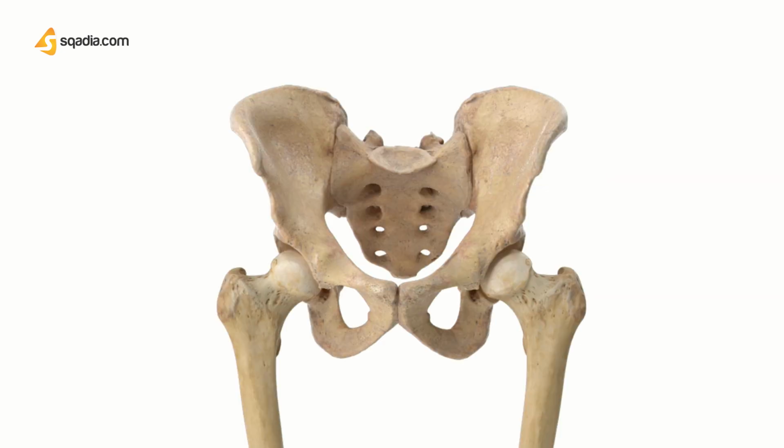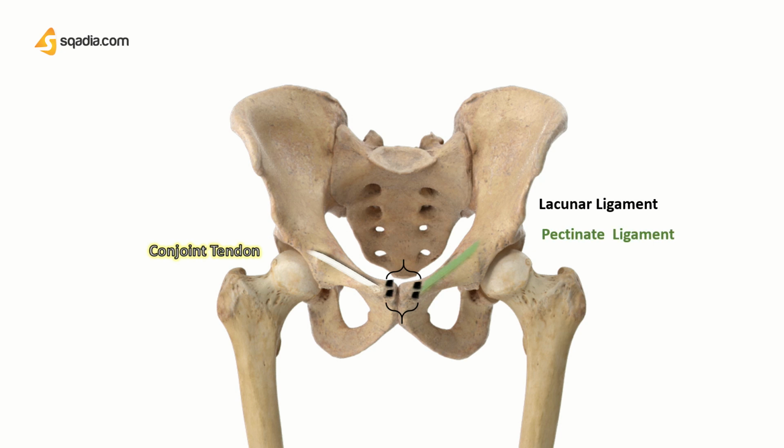Now coming to the ligamentous attachment, the pectineal line provides attachment most importantly to the conjoint tendon towards the medial end, then the lacunar ligament at the medial side and the pectineal ligament along the whole length. Now, all of these ligaments are present bilaterally, but for your ease and understanding, we have shown some of them on the right and some of them on the left side.